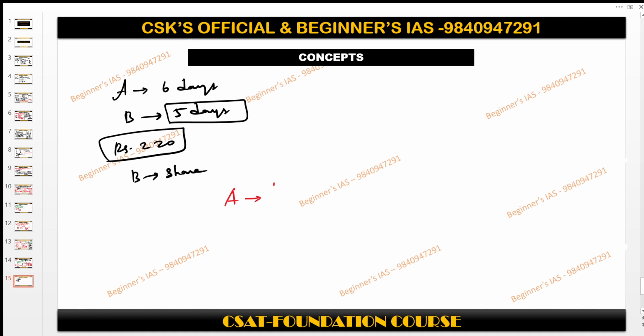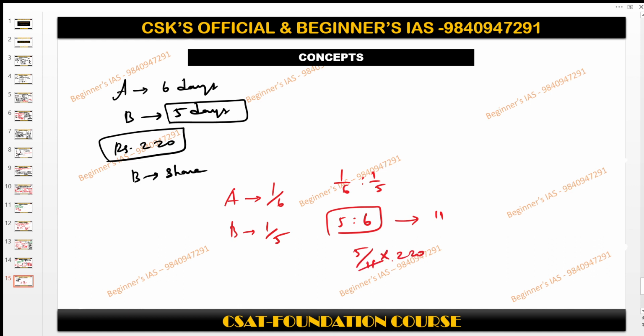So A is 120? 1 by 6, and B is 1 by 5, that is the LCM. Here 5, here 6, then 6 by 11 into 220, that is 120. So A is 100 and B is 120. Correct. A is 100. So anybody having doubt?